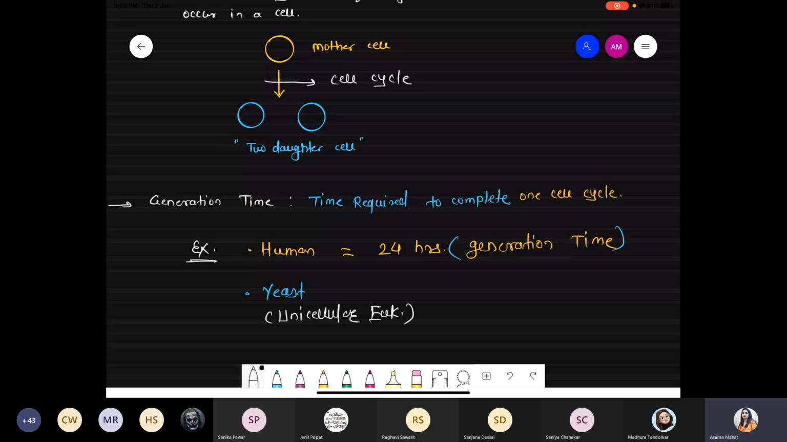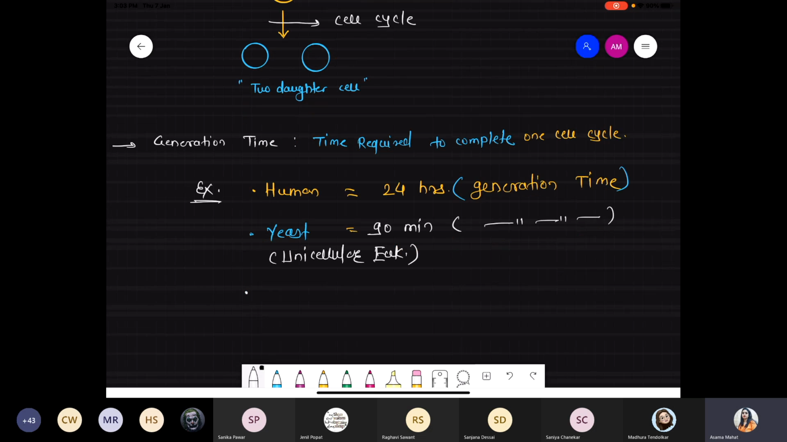This example is for the unicellular eukaryote. Genome size is quite small, but still it requires 90 minutes of generation time. Basically, 90 minutes is required to obtain two daughter cells from one mother cell. And finally we are talking about the Cinderella, that is E. coli bacteria.